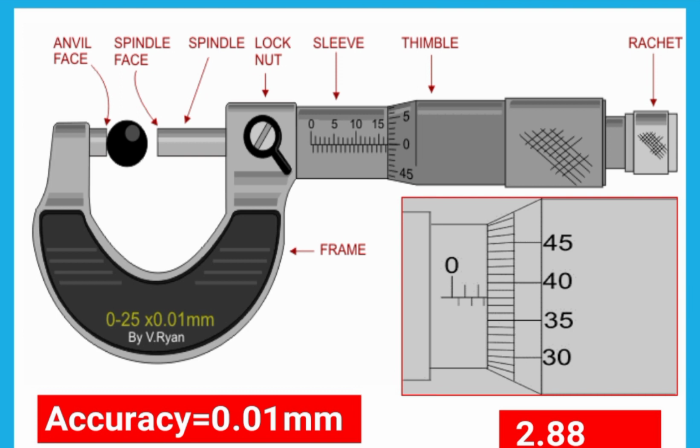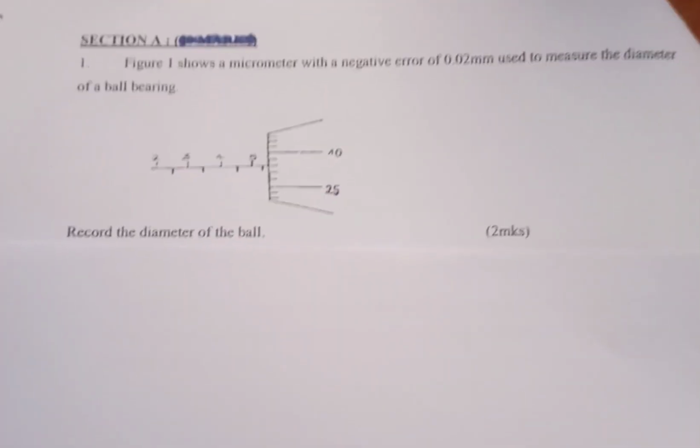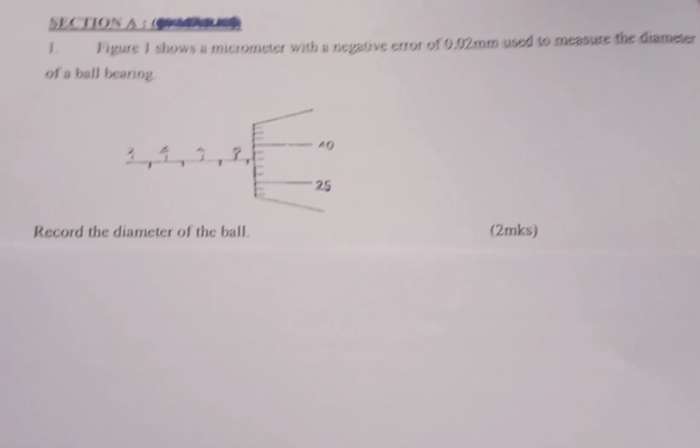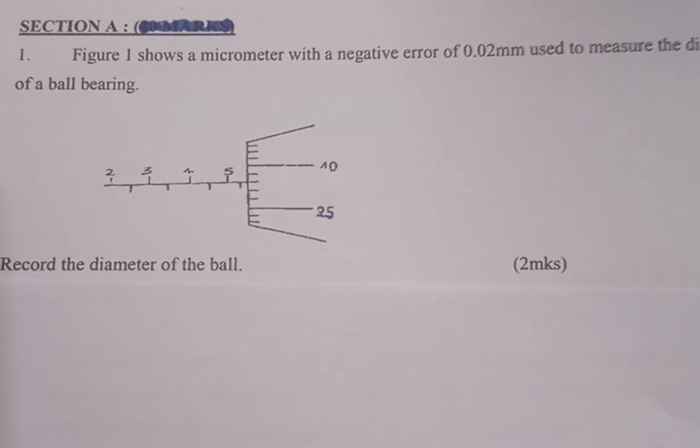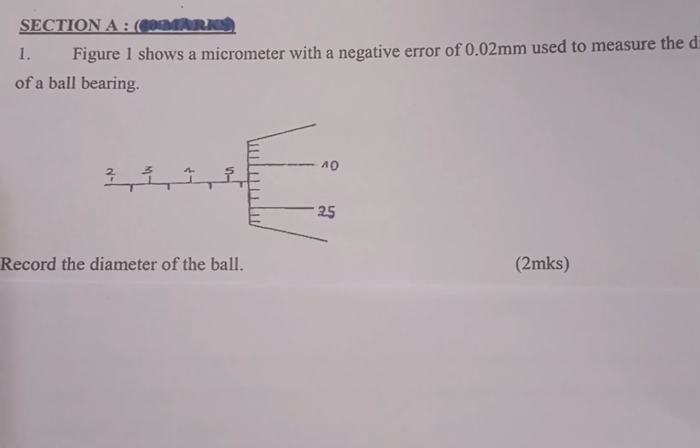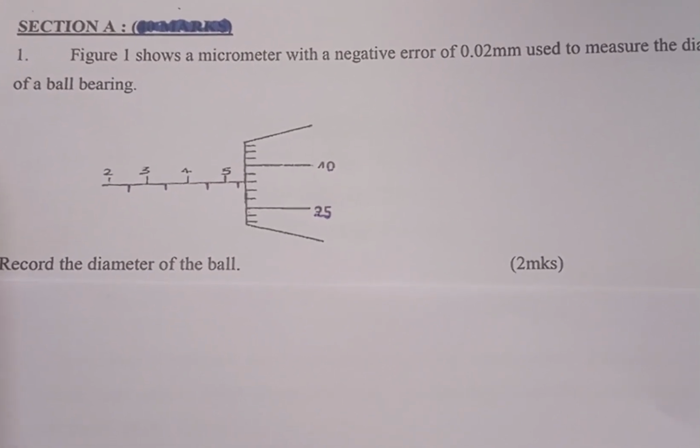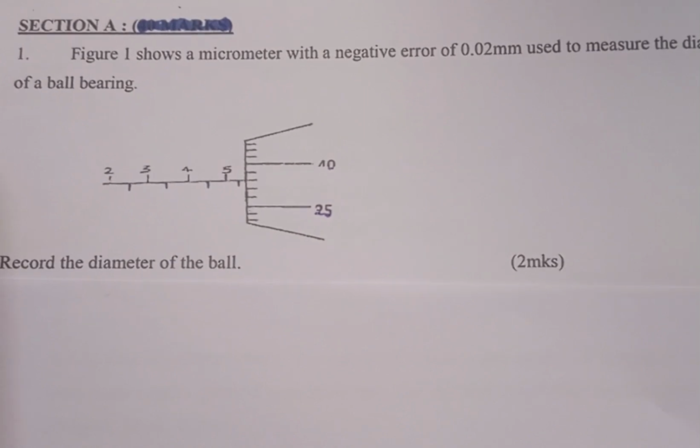Question 1: the figure shows a micrometer with a negative error of 0.02 millimeters used to measure the diameter of a ball bearing. Record the diameter of the ball.